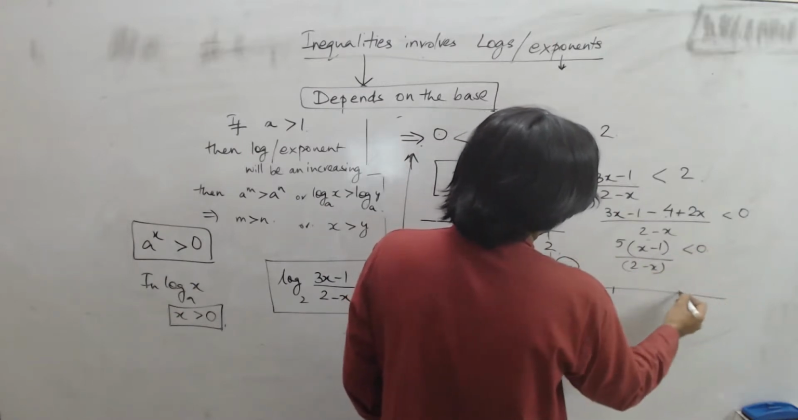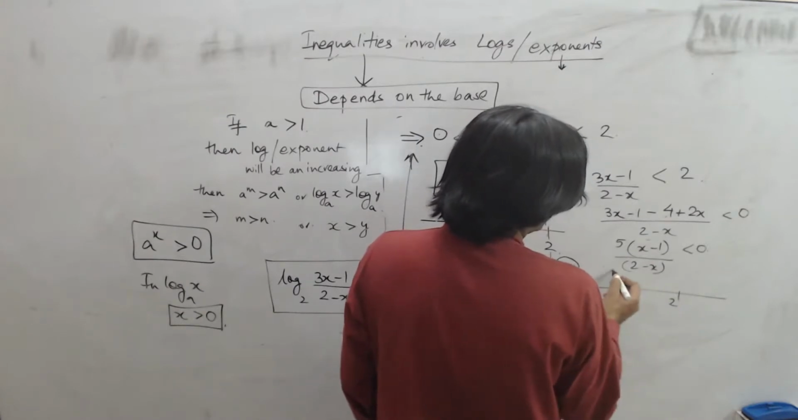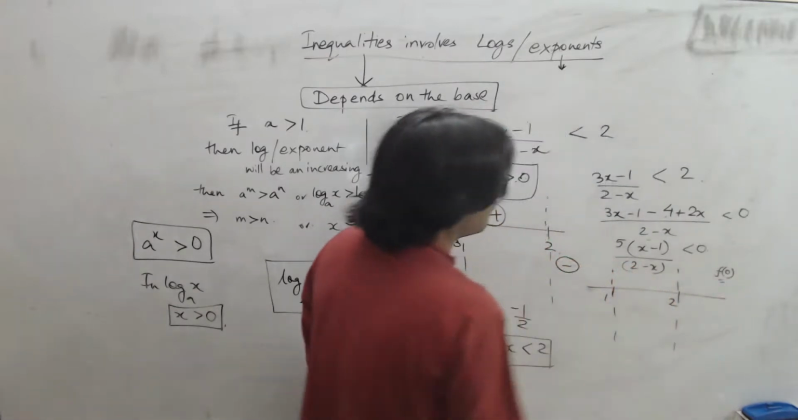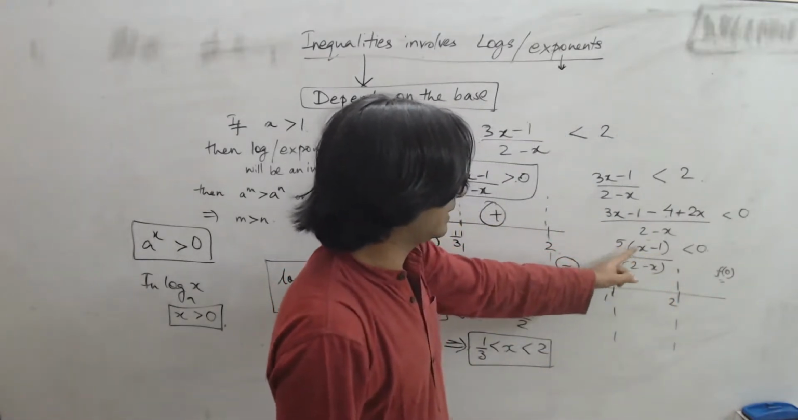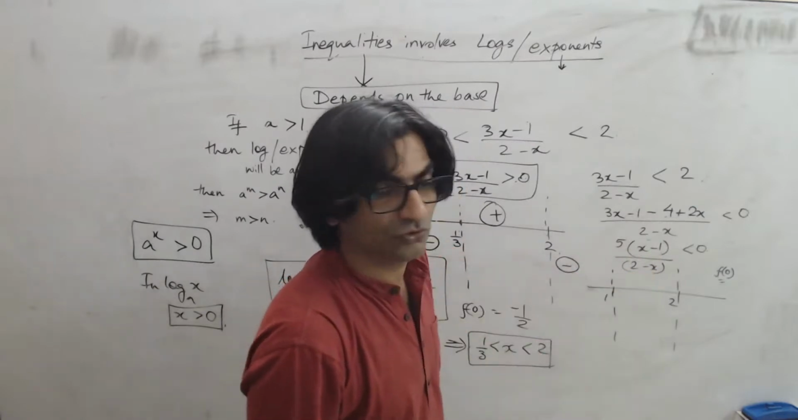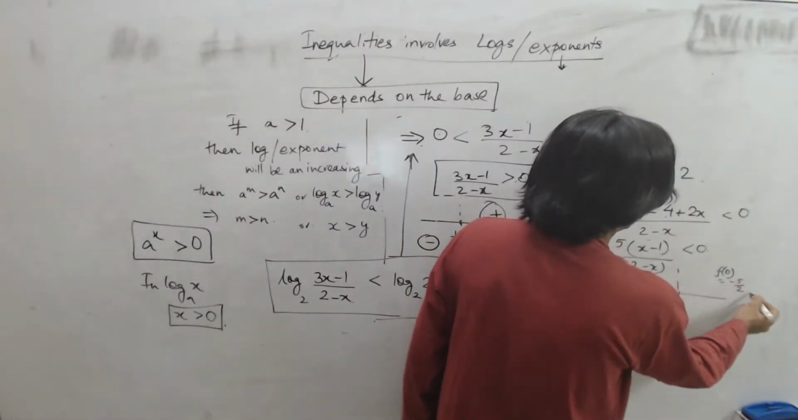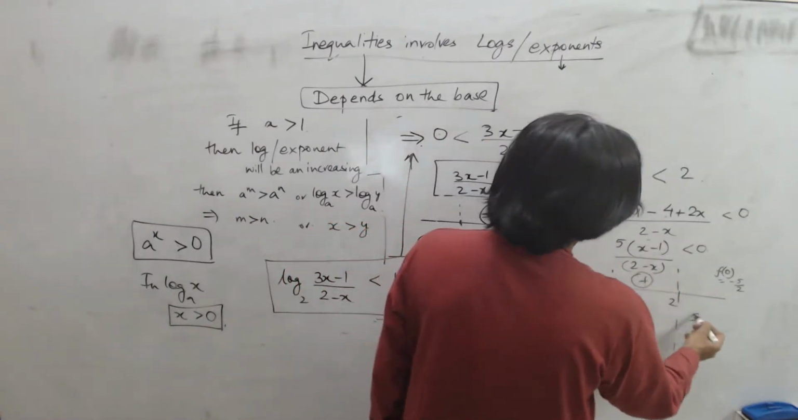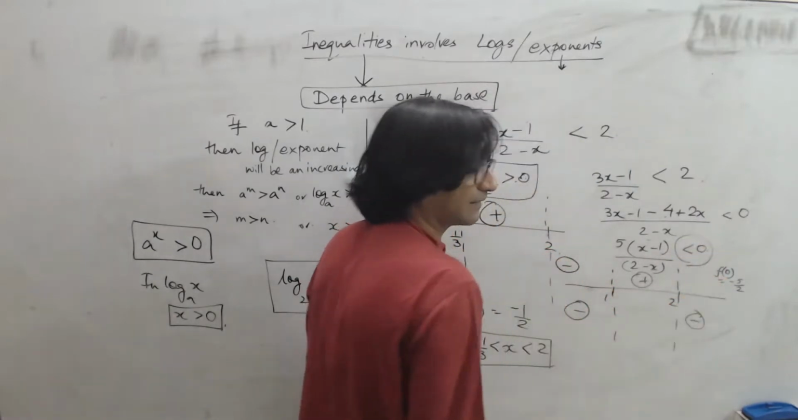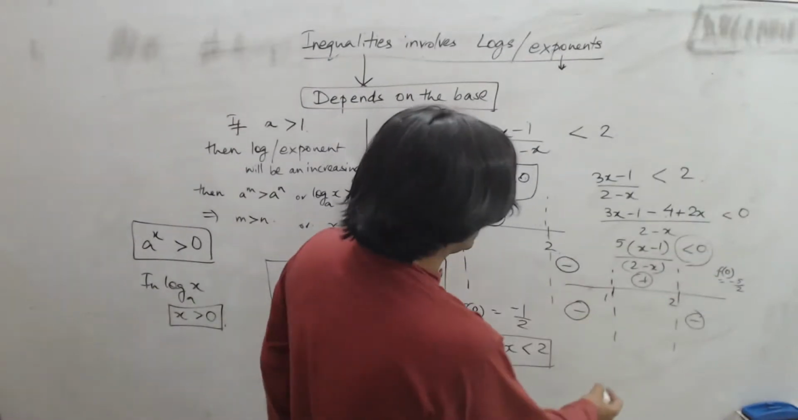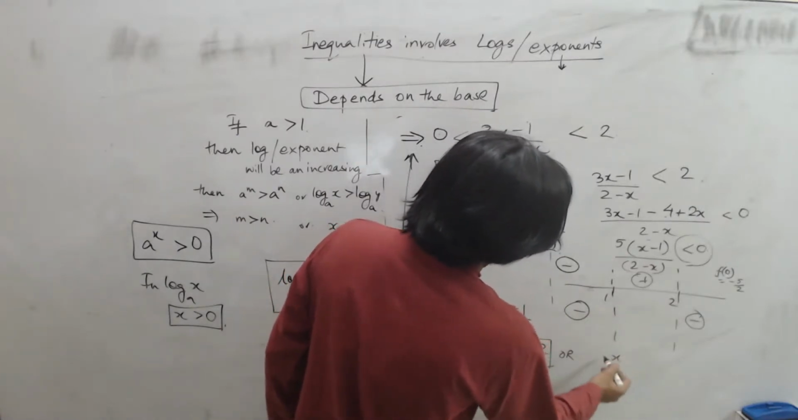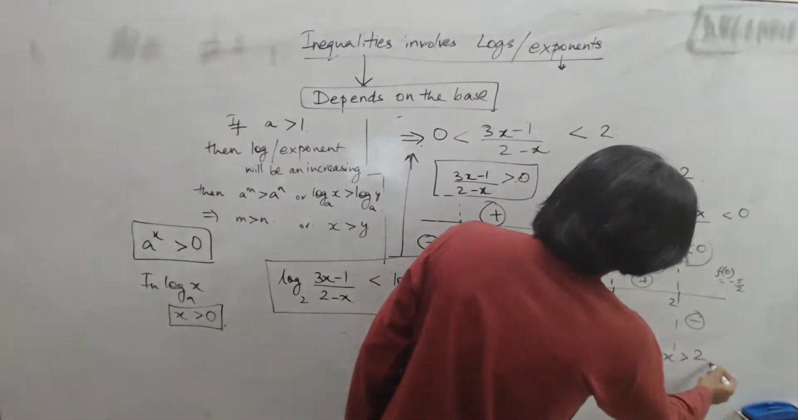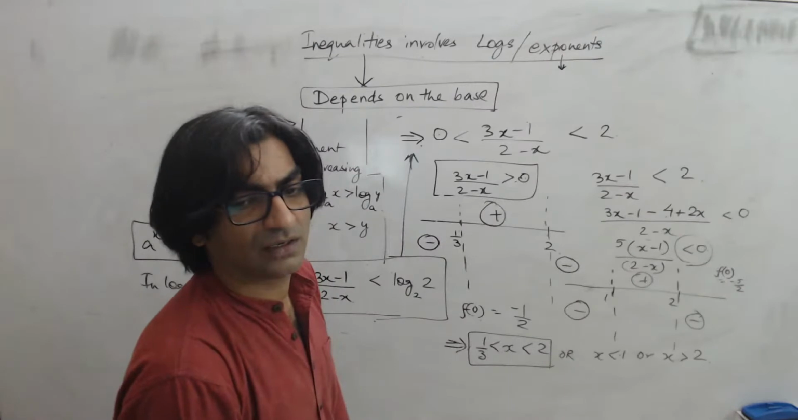Again, plotting the number line, critical points 1 and 2. Again, calculating f of 0. What is f of 0? Minus 1 minus 5 divided by 2. So f of 0 is minus 5 by 2, which is negative. And 0 is to the left of 1. So here it will be negative, then positive, and then it will become negative. But this time I want the less than 0 sign, which means I want negative. Where is it negative? x is either less than 1 or x is greater than 2. So less than 1 or greater than 2.